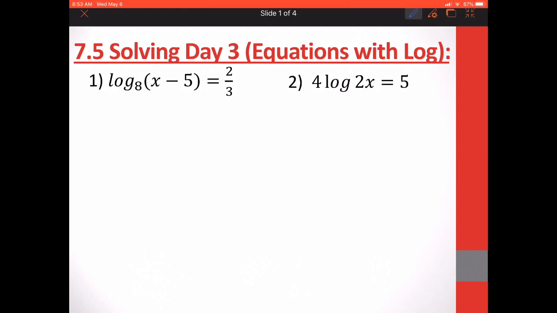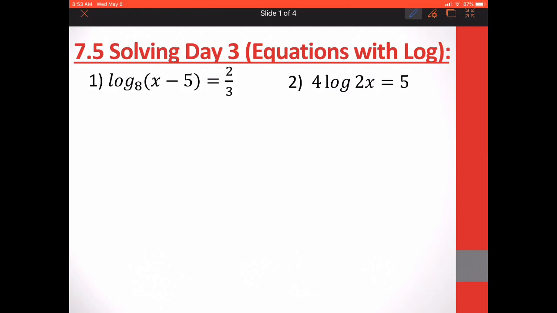So if you notice, we only have one log in the problem, and there is nothing in front being multiplied by the log. There's nothing after the entire log being added or subtracted. There's that -5, but it's in parentheses. It's in the log. So when there's one log, what we're going to do is change it to exponential form. We practiced this on the very first day that we learned logs.